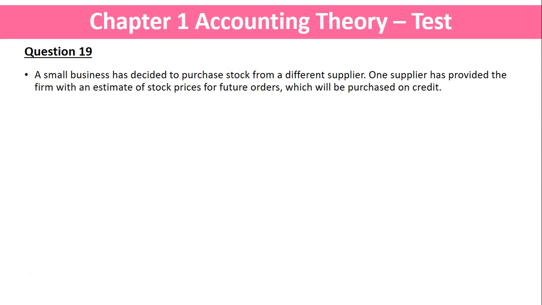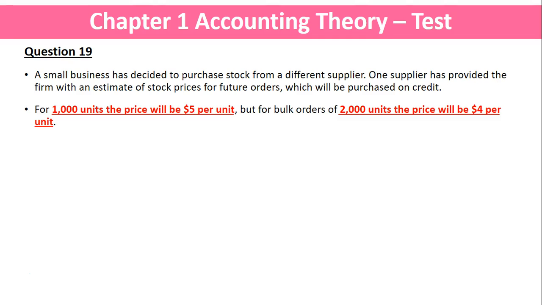Question 19. A small business has decided to purchase stock from a different supplier. One supplier has provided the firm with an estimate of stock prices for future orders which will be purchased on credit. So, what the supplier has said is for 1,000 units the price will be $5 per unit, but if the business buys a bulk order of 2,000 units the price will go down to $4 per unit.